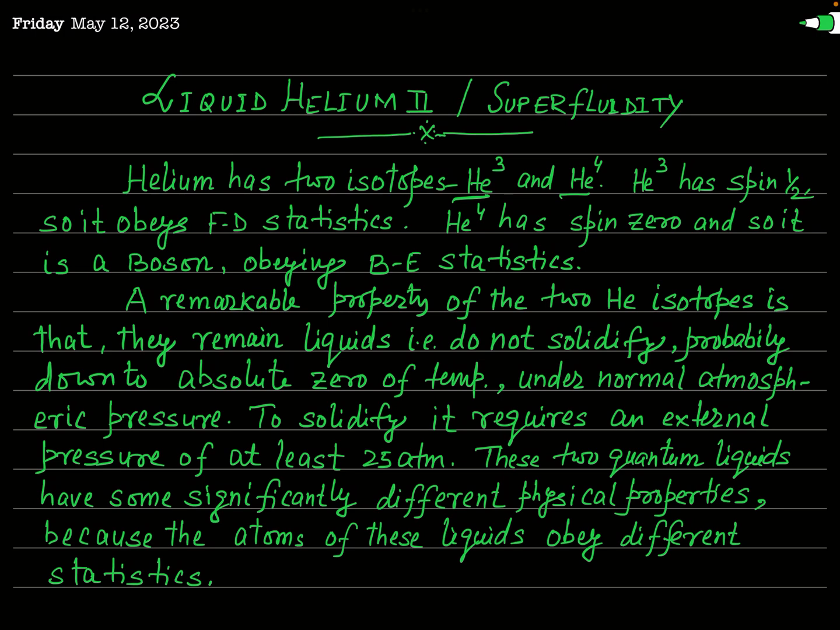On the other hand, He4, which has a mass number of 4, an even number, will be a boson, and if it is a boson, then it will have integral spin, and it will obey Bose-Einstein statistics. Actually, this isotope He4 has spin 0, and it obeys Bose-Einstein statistics.